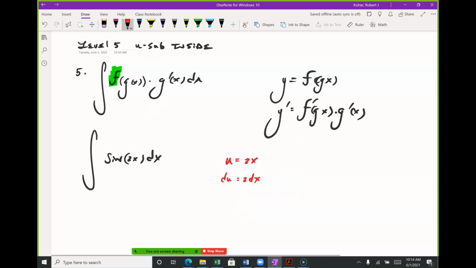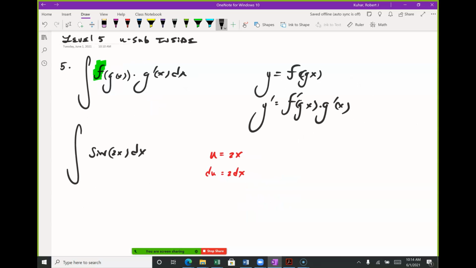So now I try and make my sub. I don't know if it's right yet, but I try and make my sub and I return to my list again. So what do I have now? Sine of 2x, that's sine of u. Oh, but I need a 2 dx, so I make that happen. I multiply by 2, and I divide by 2. So sine of u, there's my u, and there's my 2 dx. That's du.